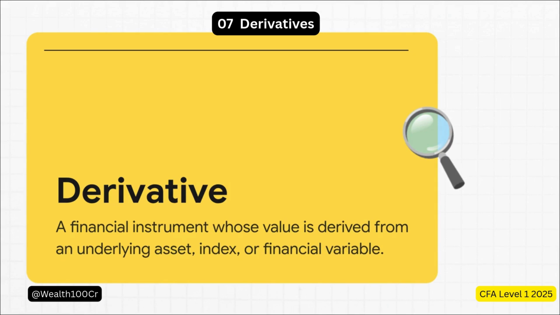You have the total score on the scoreboard, right? Now, that total score, it doesn't have a value by itself. Its value comes from, it is derived from, the runs that each batsman scores. So the total score is like the derivative, and the runs scored by the batsman, that is what we call the underlying asset. Simple, isn't it?